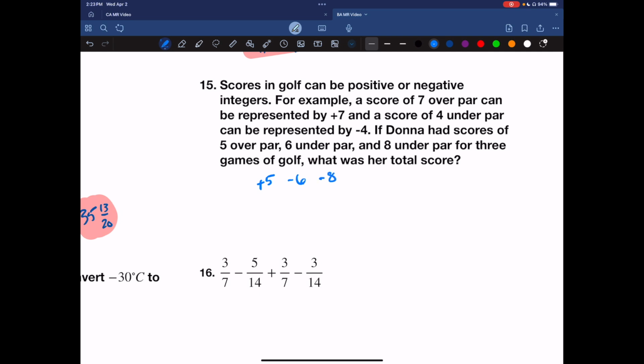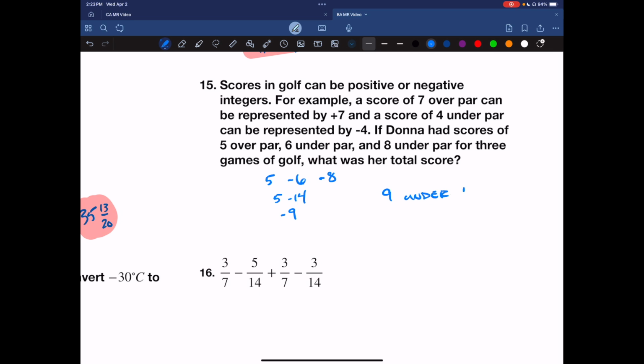So this is what we got. I got 5 minus 6 minus 8. So I'm going to add this up, and that's going to be 5 minus 14, and that's going to be negative 9, which in this problem means 9 under par.